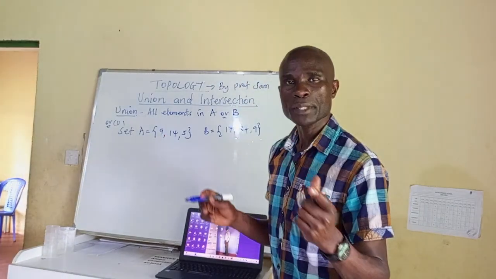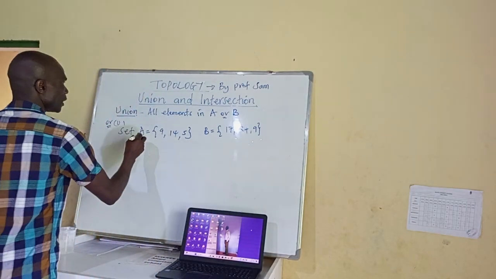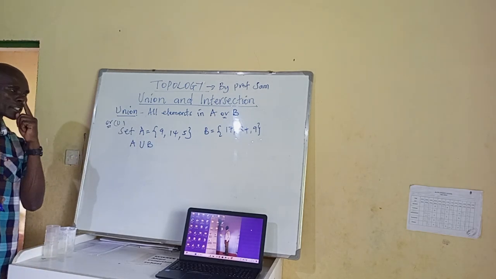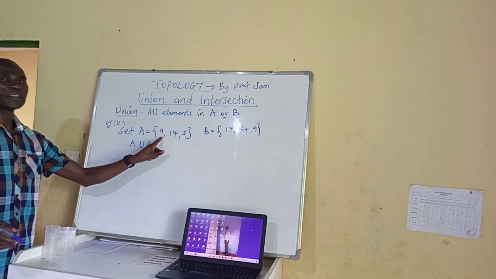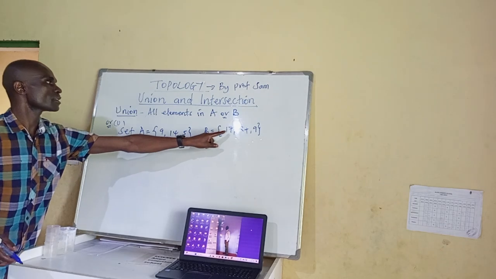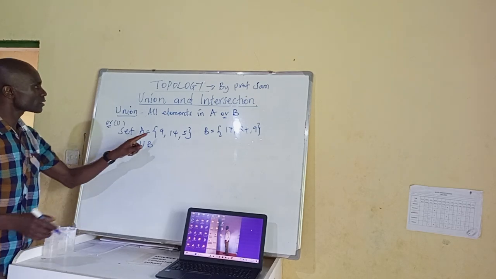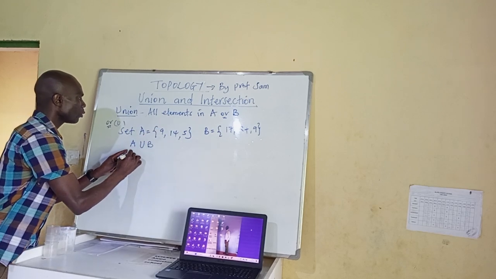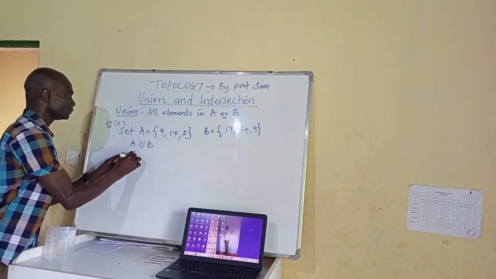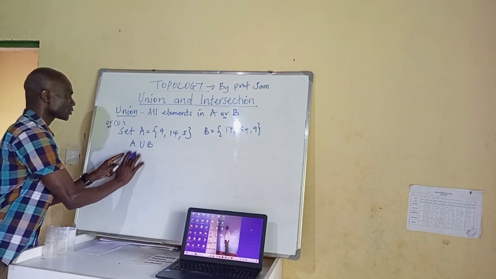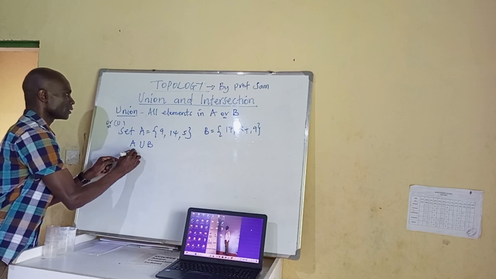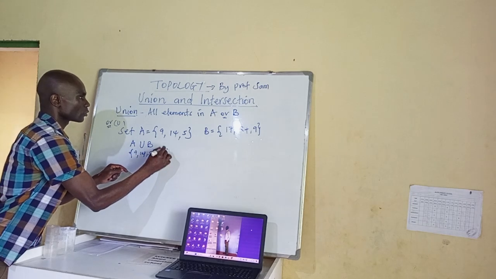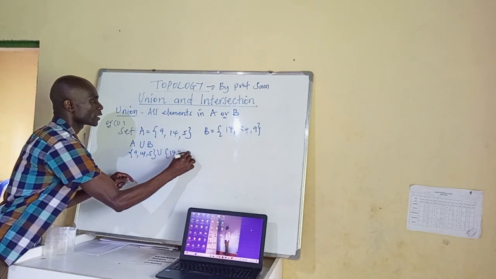So what will be our result? We are told to take A union B. A union B, guys. Our A has 9, 14, 5, and our B has 17, 24, and 9. Now, if you realize, every item that is in A is merged with what is in B. So our answer will be our A, which has 9, 14, and 5, union what is in B, that's 17, 24, and 9.